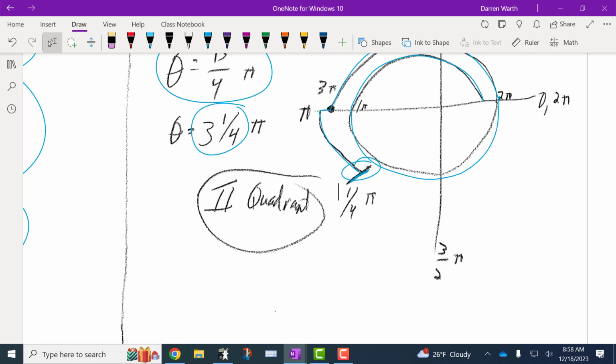I forgot to write in a little extra slash here, so I'll put it in. So we are sitting in our third quadrant. So that's going to be the answer to number 16. So number 17.